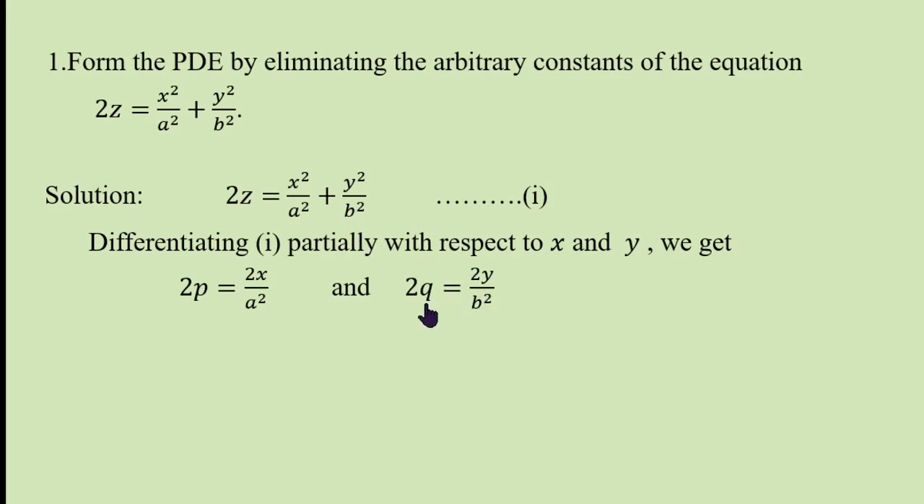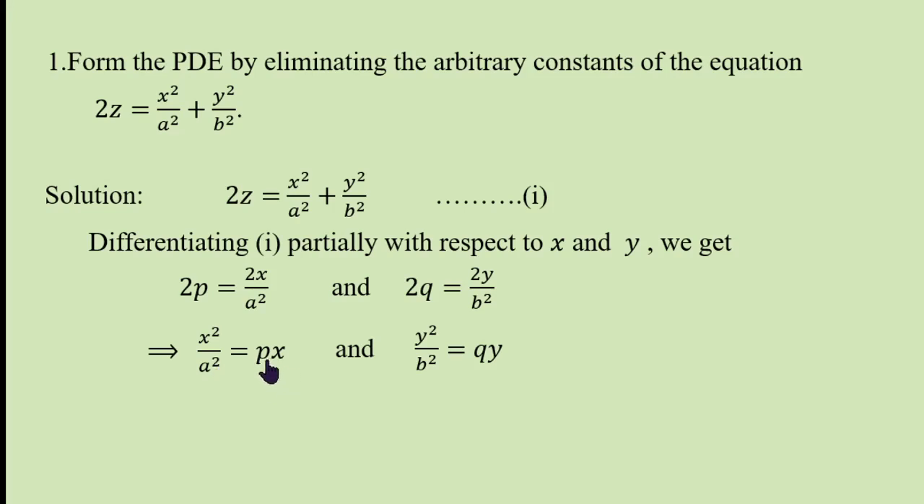When you differentiate partially with respect to y, dou z by dou y is q and y square derivative is 2y by b square. So here y square by b square. X, treat x constant, therefore 0 plus 2y by b square. And cancel 2, p equal to x by a square, or multiplying by x, px becomes x square by a square. And here also cancel 2 and multiply by y, qy equal to y square by b square.